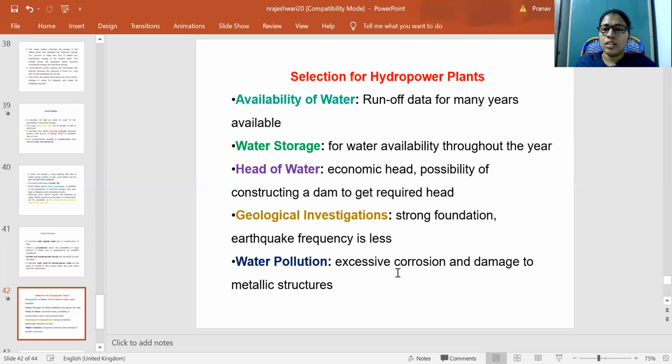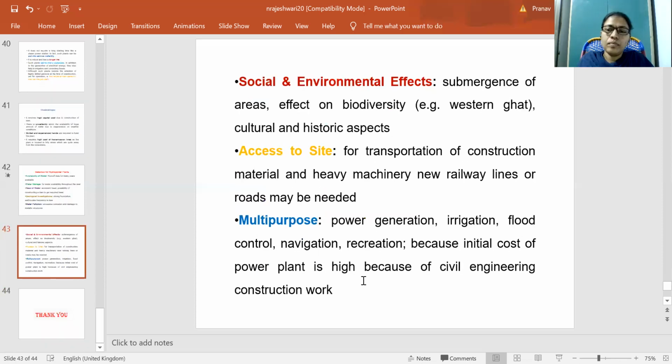And water pollution: excessive corrosion and damage to metallic structures, because these are placed in water, so it will pollute the water. Pollution from the metallic structures used in hydroelectric power stations. And coming to the social and environmental effects: submergence of areas, effect on biodiversity, that is the Western Ghats, and cultural and historic aspects. So these are some of the factors for selecting the hydroelectric plant installation.